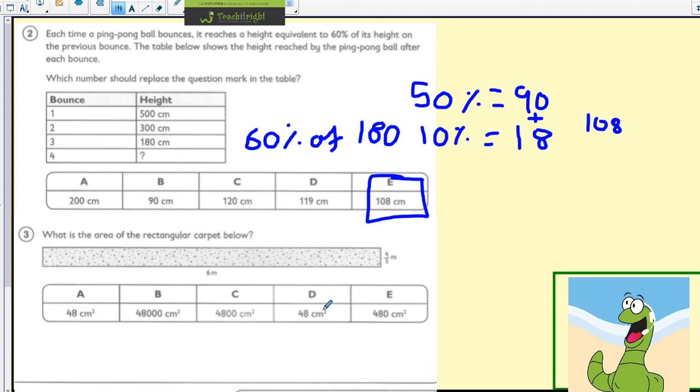Number 3. What's the area of the rectangular carpet below? Well, I know in area it's base times height, so I need to do 6 multiplied by 4/5. And as I already said before, we're multiplying by the top, dividing by the bottom. And again, in this case, I think I'm probably going to multiply first because it'll make my answer a bit easier. I'd rather avoid decimals wherever possible. So let's do the multiplication first.